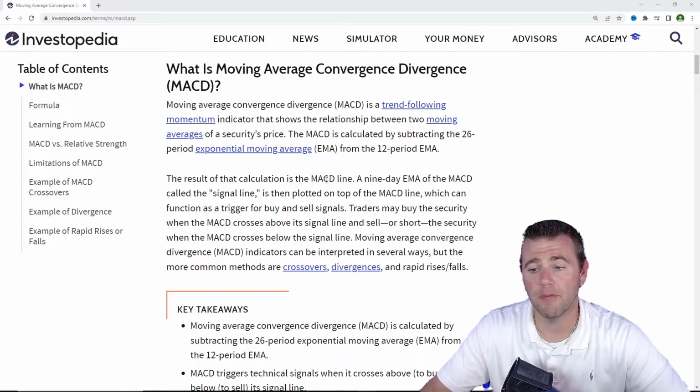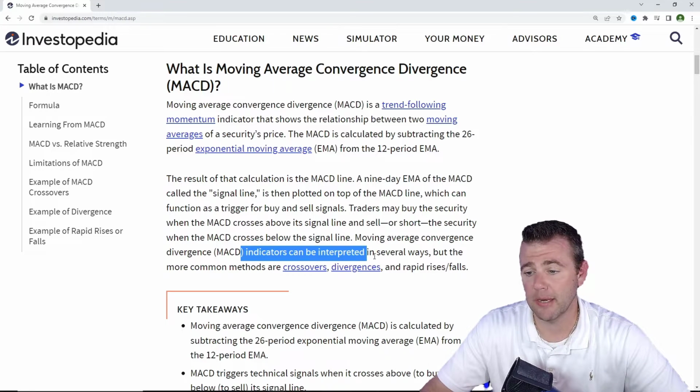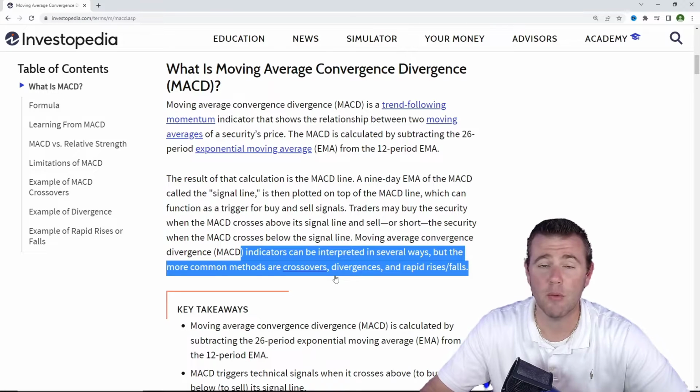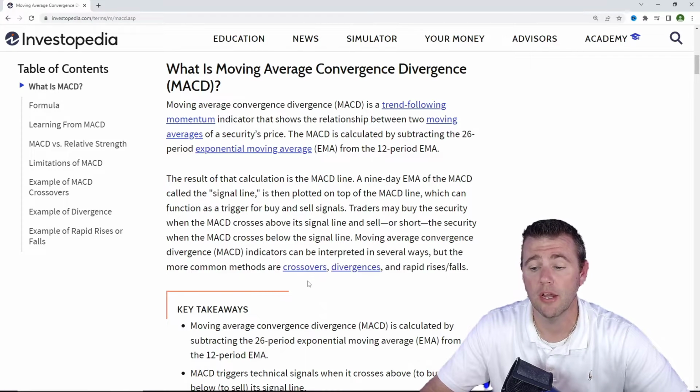All right, so before we jump into the VectorVest 7 software, just wanted to read one last part here. MACD indicators can be interpreted in several ways, but the more common methods are crossovers, divergences, and rapid rises and falls. Today, we're going to be focusing on the first two, crossovers and divergences. So with that, let's jump right into the VectorVest 7 software and get started here today.